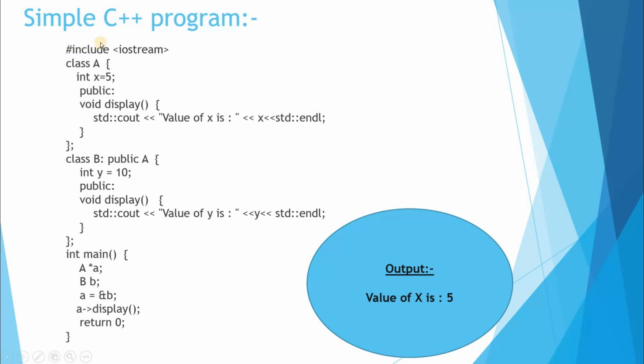Now there is a simple C++ program. #include <iostream>. We will define a class A with int x = 5, and in public we will define a function called void display(). Now there is another class called B which is inherited from class A, with int y = 10, and in public we will again declare a function called void display(). Now in the main function we will define an object of A and an object of B, and return 0. The output of this program is: value of x is 5.